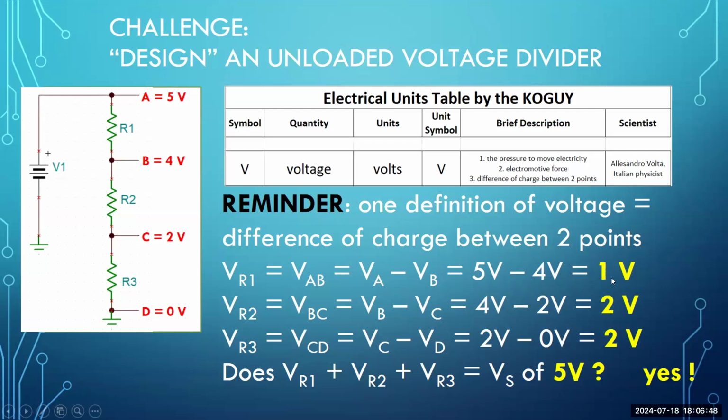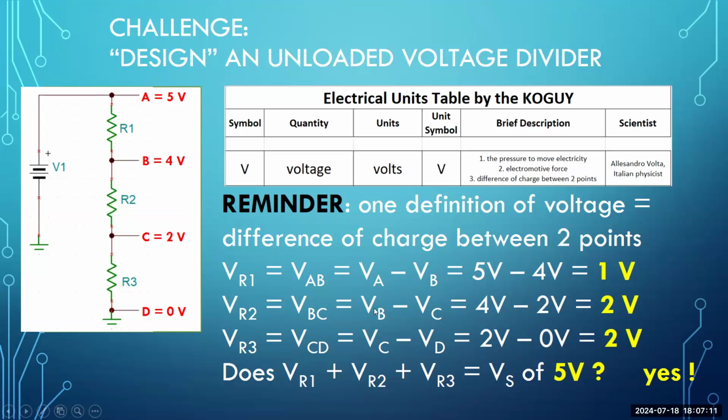That's highlighted in yellow. And by the same token, take a look at VR2. VR2 is the same as the voltage between points B and C. Is there potential at B? Is there potential at C? Let's take a look. Potential at B is 4 volts. Potential at C is 2 volts.